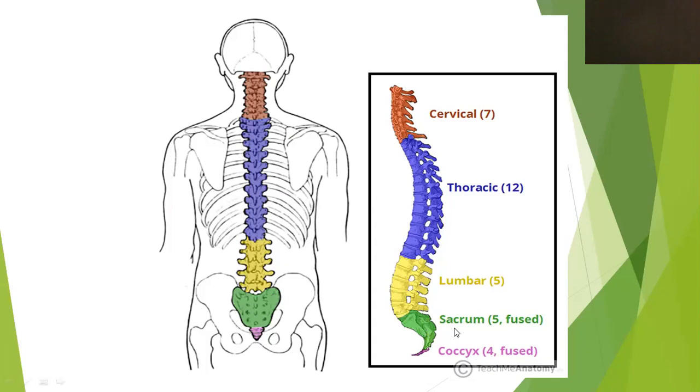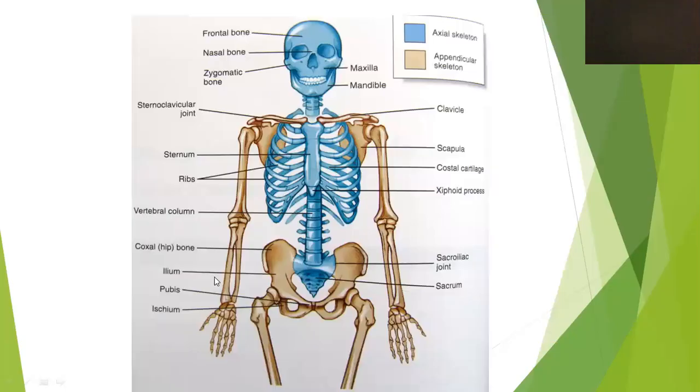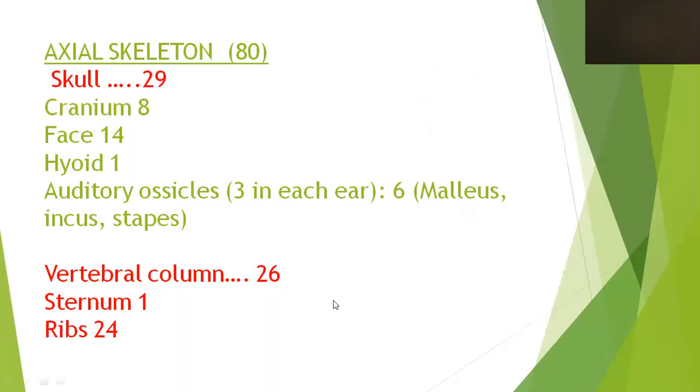Actually, not 26, around 33 vertebrae are there. So here 5, here 4. Here 5 joined together to form a single piece, so we are considering it as a single vertebra now. Here 4 vertebrae joined together to form a single piece. Here also, instead of 4, we are taking just 1. So anyway, 7 cervical vertebrae, 12 thoracic vertebrae, 5 lumbar vertebrae, then sacrum, coccyx. In that case, we have only 26 vertebrae, otherwise we have 33 vertebrae.